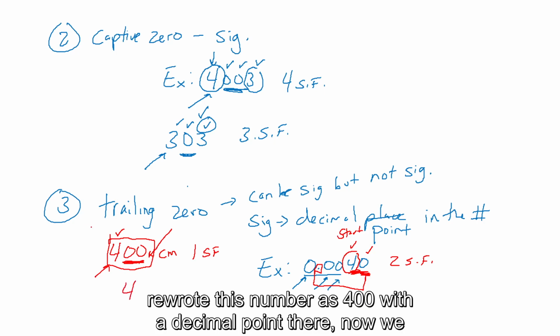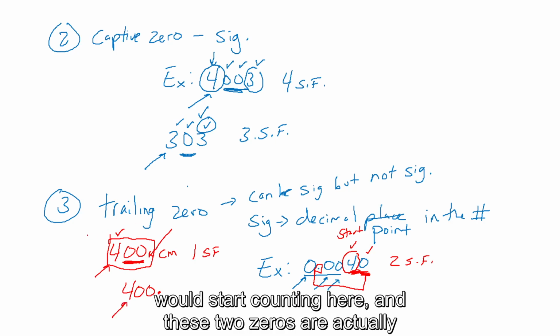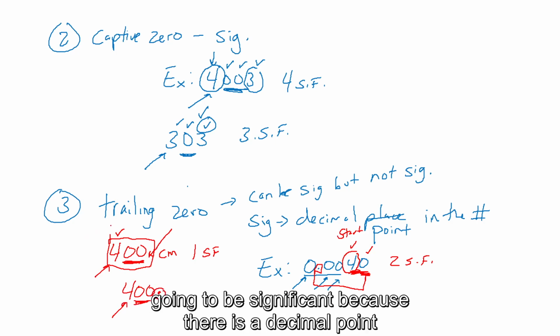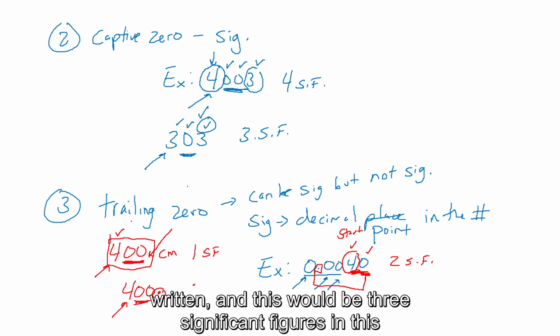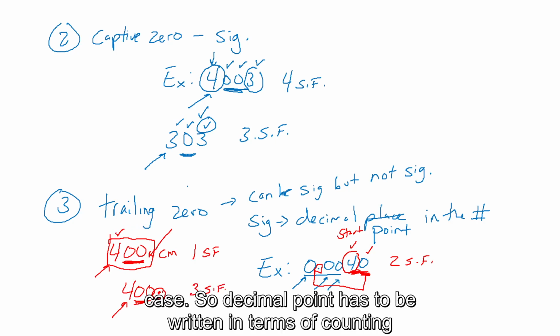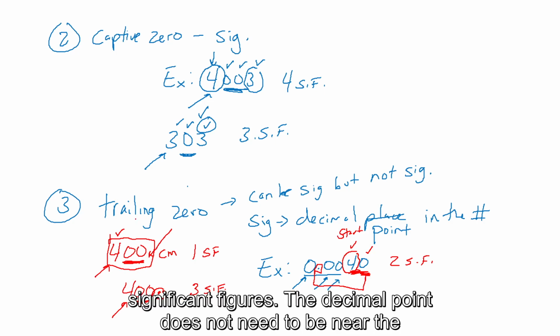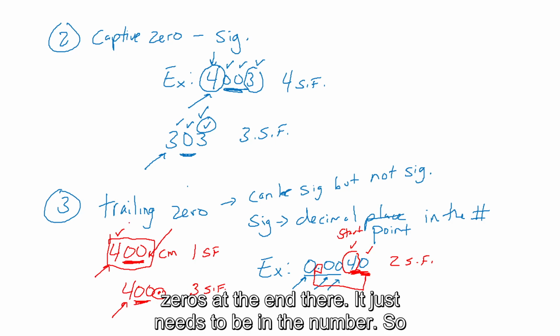Now, if I rewrote this number as 400 with a decimal point there, now we would start counting here. And these 2 zeros are actually going to be significant because there is a decimal point written. And this would be 3 significant figures in this case. So decimal point has to be written in terms of counting significant figures. This decimal point does not need to be near the zeros at the end there. It just needs to be in the number.